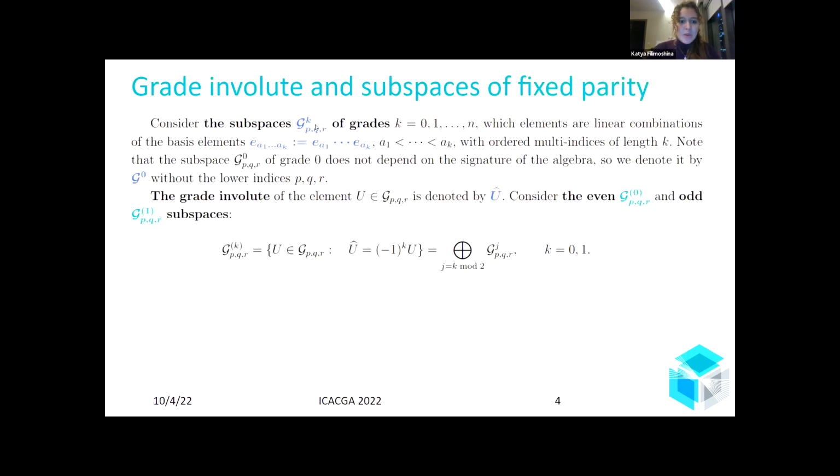We denote the subspace of the fixed grade K by GPQR with the upper index K. This subspace consists of the linear combinations of such elements with ordered multi-indices of length K. The subspace G0 is denoted without lower indices PQR, since it does not depend on the signature of the algebra. The grade involute is denoted with the hat. This operation determines the even and odd subspaces. Their elements are linear combinations of the elements of even and odd grades, respectively.